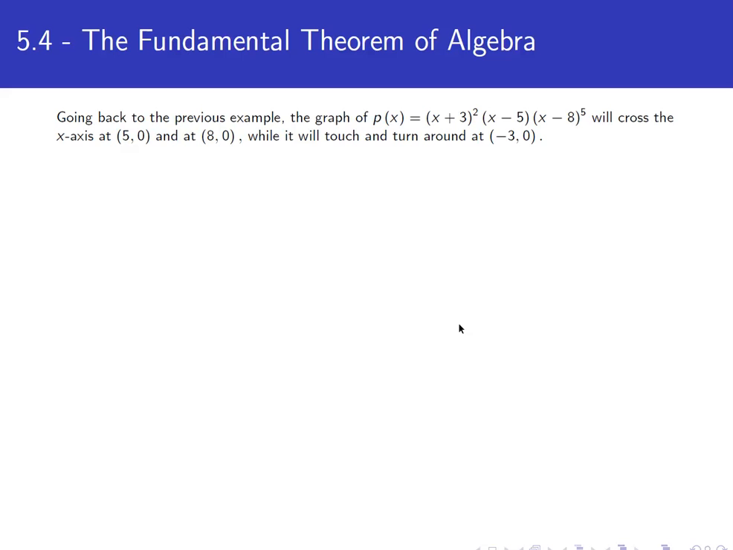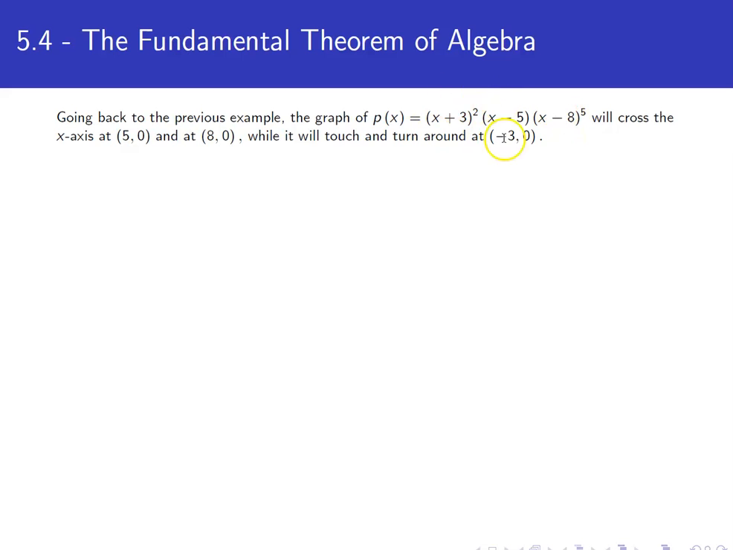All right, so let's go back to the previous example. We had the zeros of -3, 5, and 8. Those correspond to the x-intercepts (-3, 0), (5, 0), and (8, 0). Now the multiplicity of 5 is 1. That's an odd multiplicity, so the graph would cross the x-axis at 5. The multiplicity of 8 is 5, which is also odd, so the graph will cross the x-axis at 8.